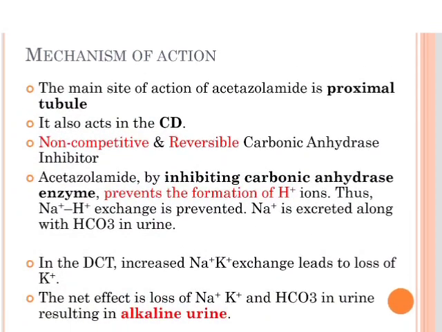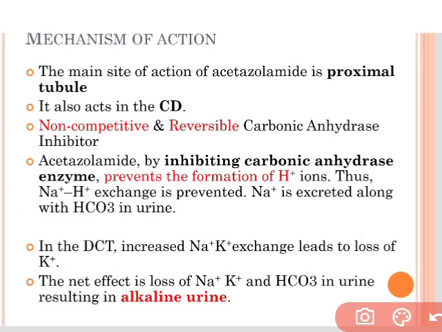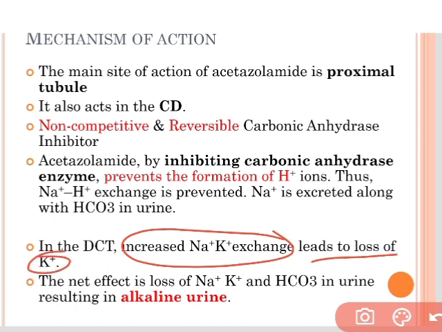Okay. Now what happens in the DCT? There is an increased sodium potassium exchange. Why in the DCT is there increased sodium potassium exchange? Because more sodium is going towards the DCT, and that leads to the loss of potassium. More loss of potassium, because more sodium is exchanged with the potassium.